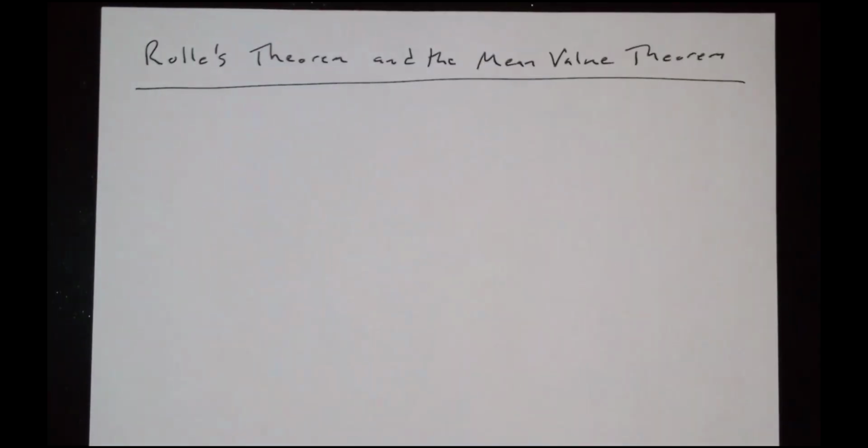Okay. The rest of today's discussion will be fairly theoretical. Both Rolle's theorem and the mean value theorem are based off of the ideas of what it means to be continuous and differentiable, and what effects this has on things like our extreme values. So let me start with Rolle's theorem.